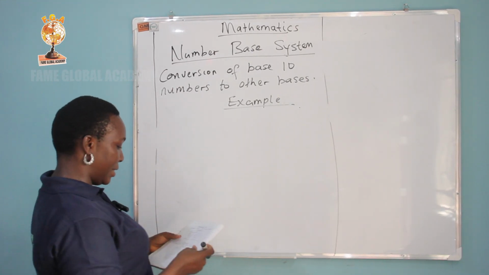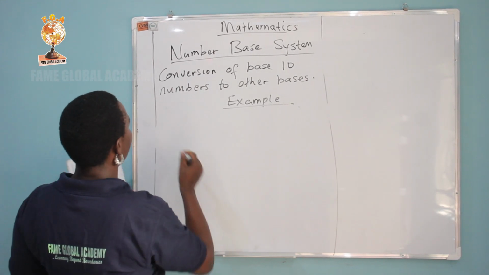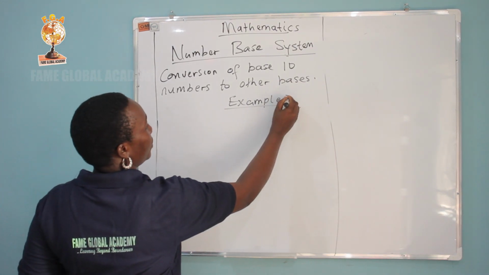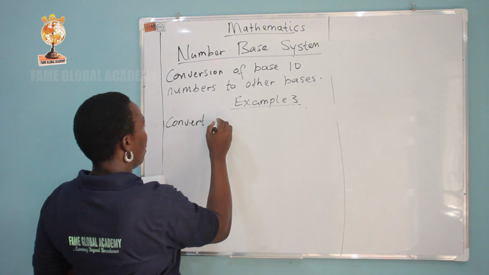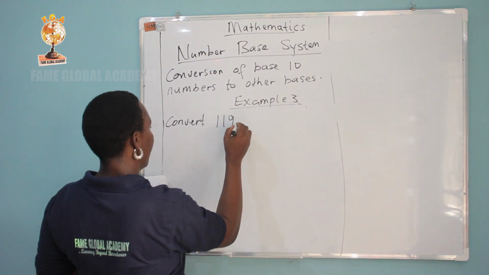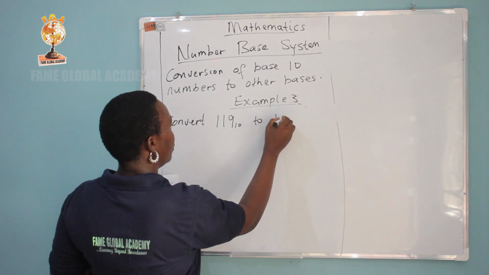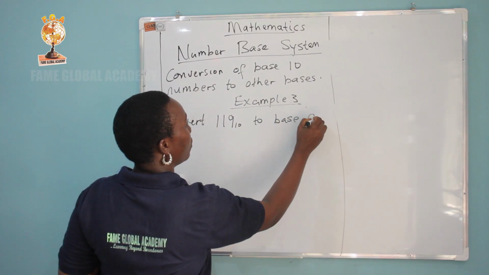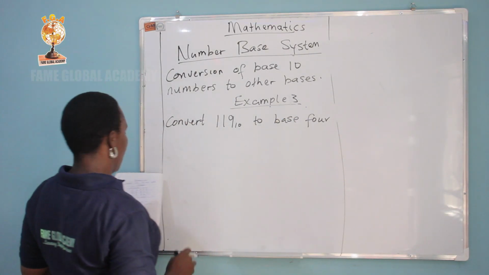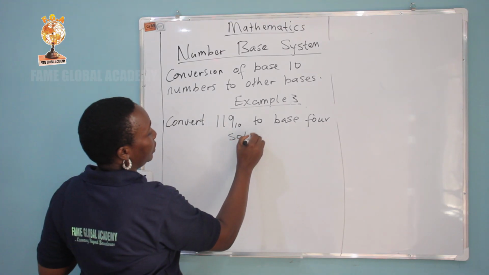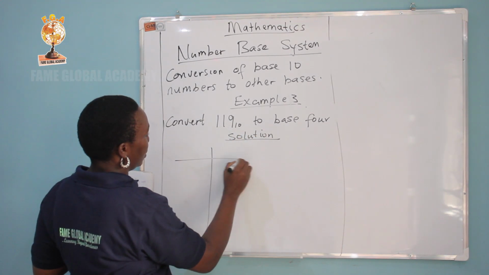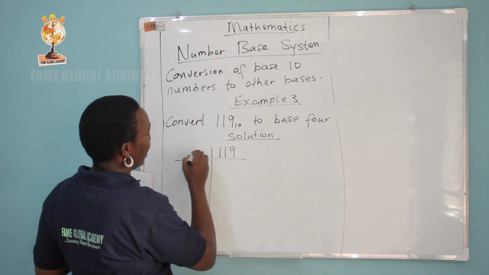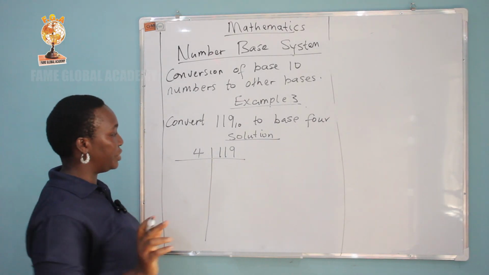Okay, so let's take another base. Say convert, example 3 now. Convert 119 base 10 to base 4. Okay, so we have the solution. These are our 119 and these are our 4 we're using to divide.